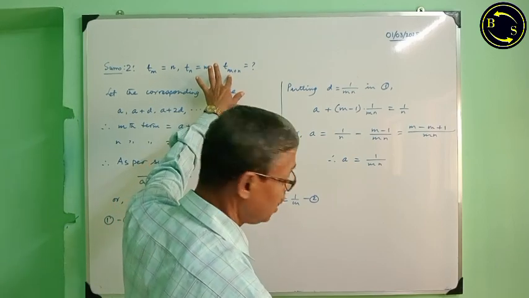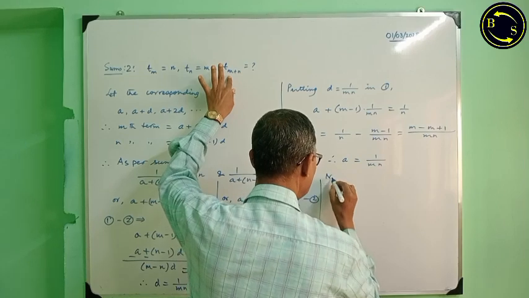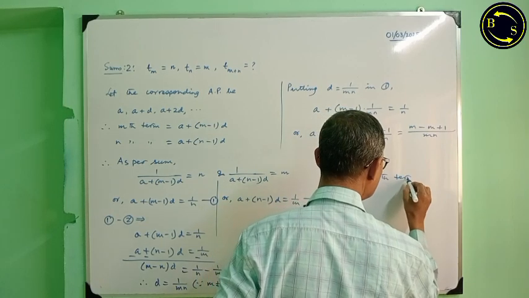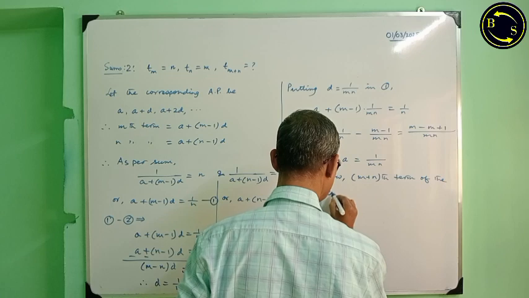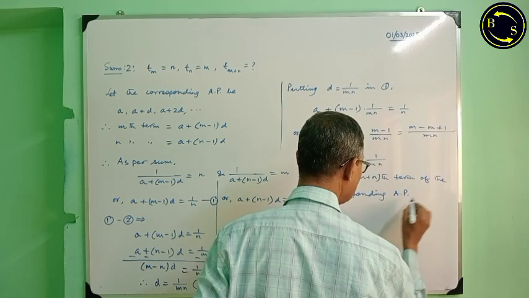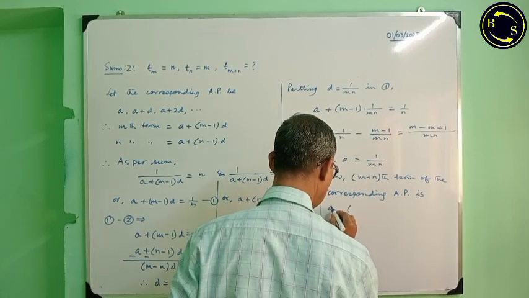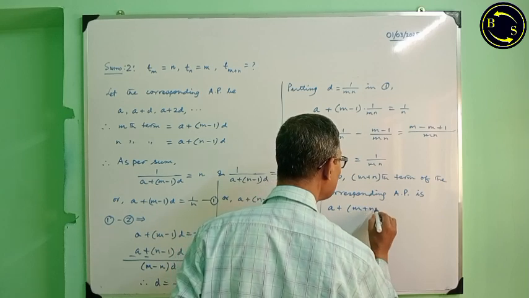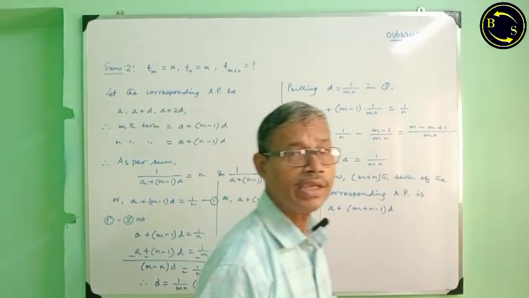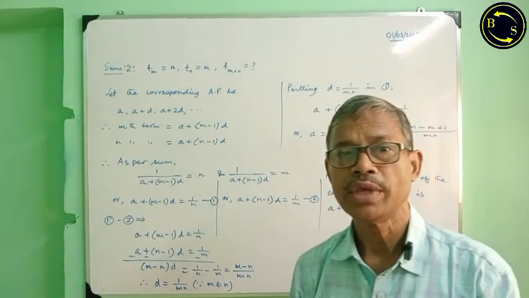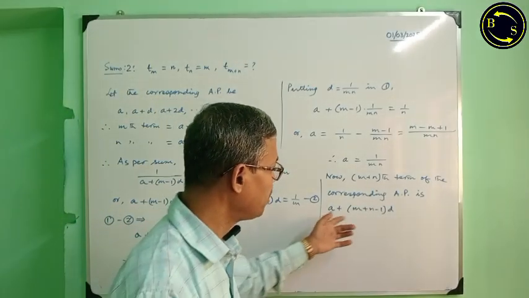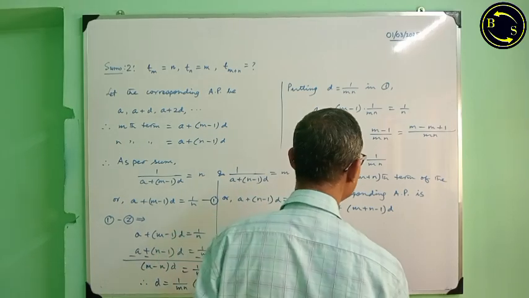We have to find Tmn. Now, the (m plus n)th term of the corresponding AP is A plus (m plus n minus 1) whole into D. Try to remember or try to recall that formula: nth term of the AP having first term A and common difference D, which is A plus (n minus 1) whole into D. I have applied that one. Now we put the values of A and D.